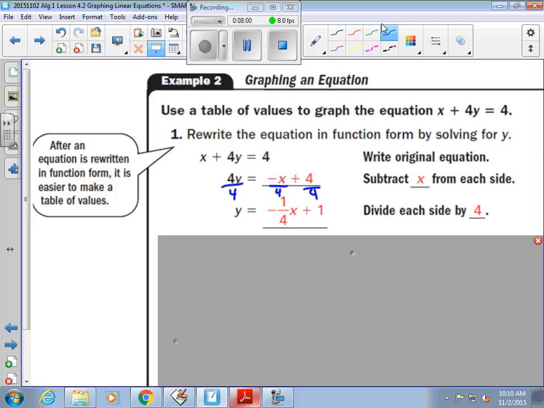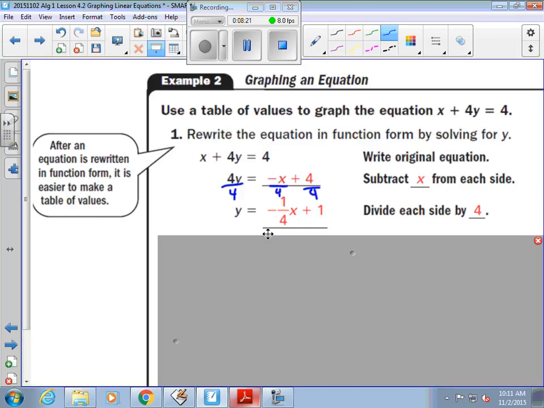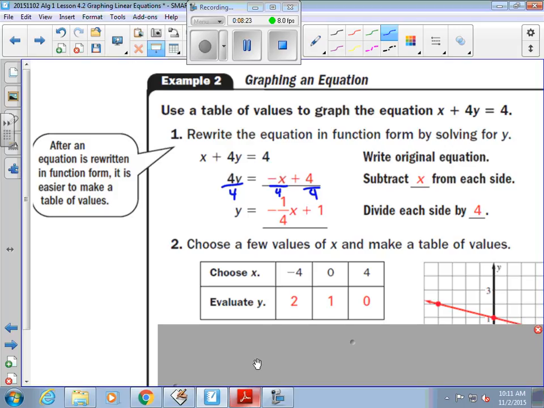So at this step, you have it written in function form. And even more specifically, it is in slope-intercept form, which we'll talk about in the next lesson. Y is equal to negative 1/4 x plus 1. If you go back to your steps, after you rewrite it in function form, it says choose a few values of x. Remember, we're going to talk about 5 for right now, though. It just tells you to pick a few of them.